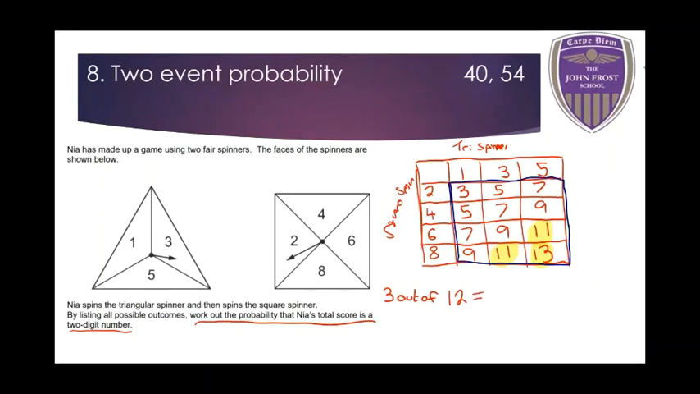So 3 out of 12 is equal to 3 over 12. Simplify the fraction to 1 over 4. So we know there's a quarter chance or 0.25 chance of getting a double-digit score on the game. Okay? So let's have a look at the next question now, okay?